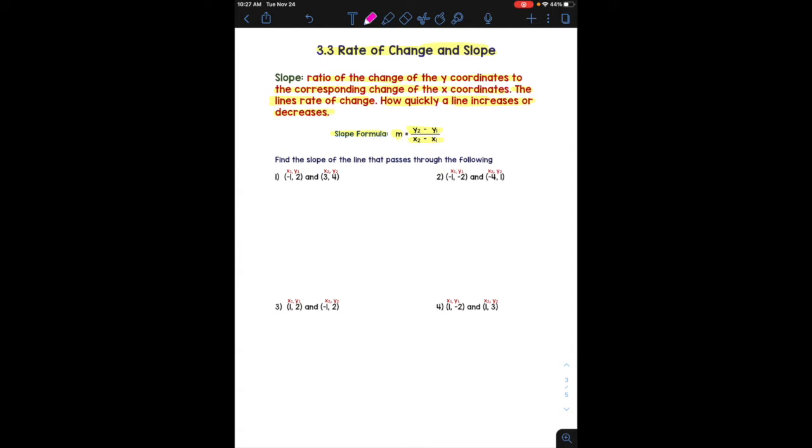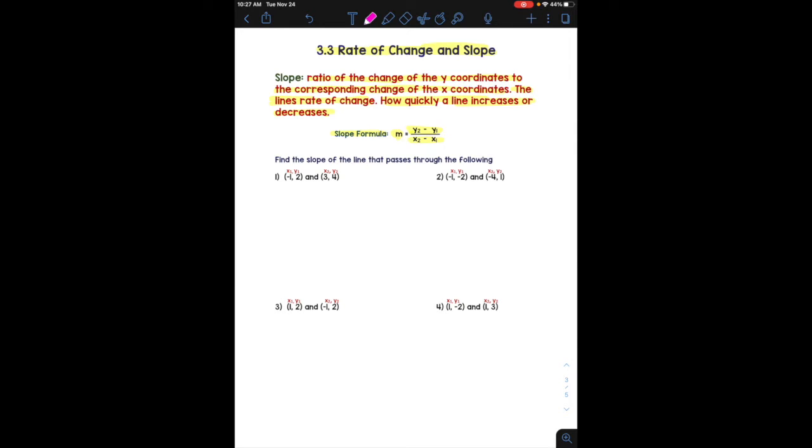Down below, we see some examples where we're going to find the slope of the line that passes through the following ordered pairs. So what we're going to do is put the coordinates in the slope formula and find the value of the slope. That will tell us whether the line is increasing or decreasing.